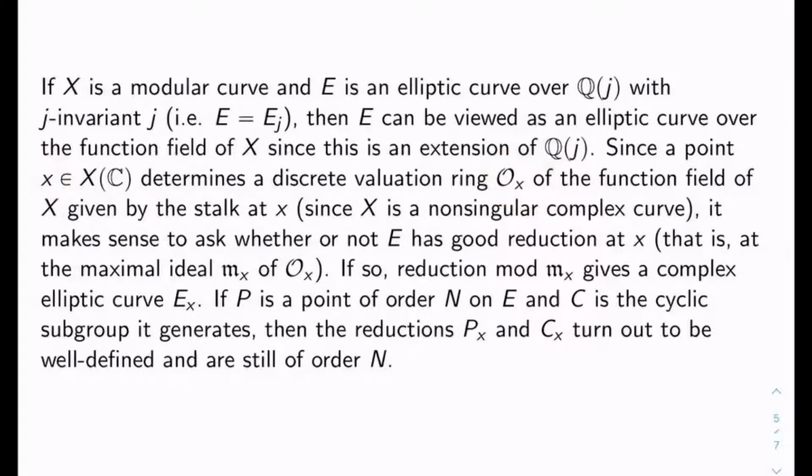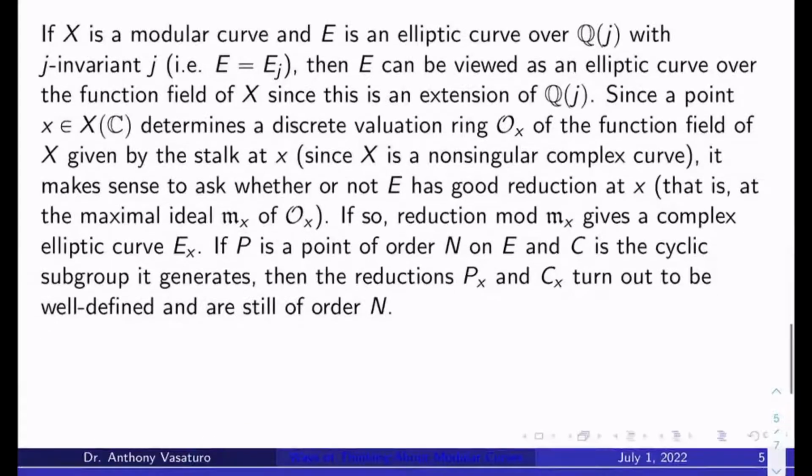If you don't know what a stalk is from algebraic geometry, loosely speaking, it's like all of the functions on arbitrarily small neighborhoods of that point. That's a very rough description of it, but I don't want to get into the formal definition. The point is, there's a nice little special ring associated to each point in this curve, basically because this curve is a non-singular complex curve. All of its stalks will be discrete valuation rings.